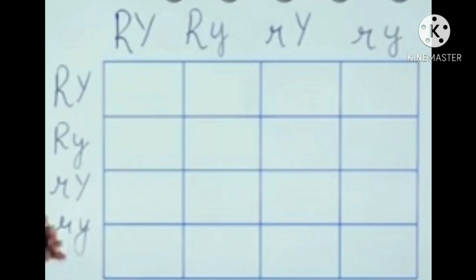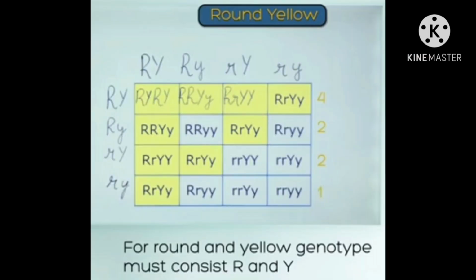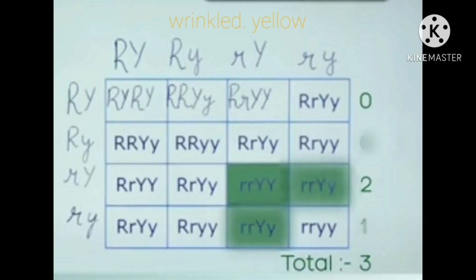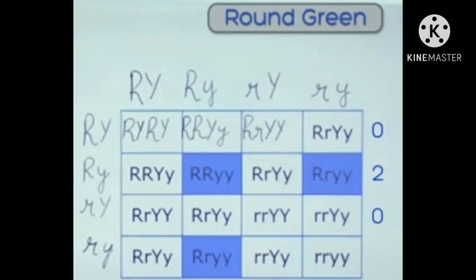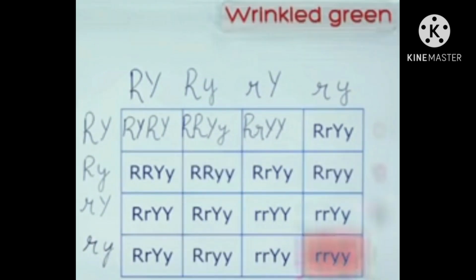Since there are 4 types of gametes, there will be 16 combinations. Out of the 16, 9 were round shaped and yellow colored. 3 out of 16 were wrinkled shaped and yellow colored. Then round green, that is one dominant and one recessive, that is 3 out of 16. And double recessive, that means both the characters, shape and color, recessive. That is wrinkled green, only 1 out of 16.